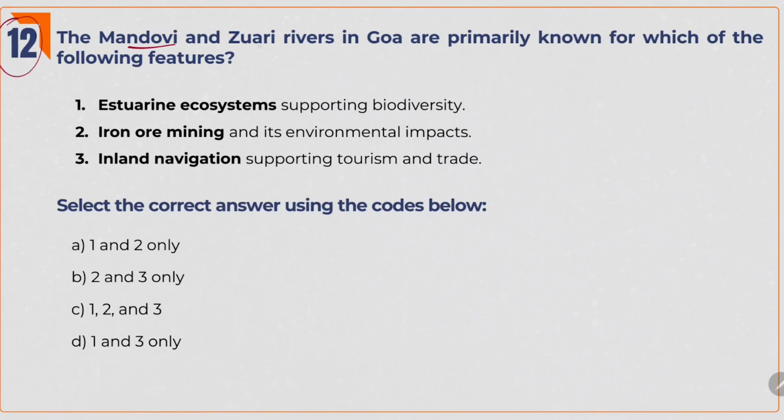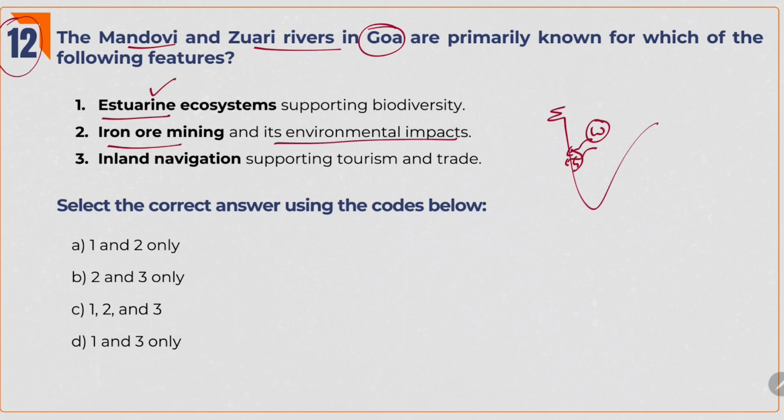The Mandovi and Zuari rivers in Goa are primarily known for which of the following features? Estuarine ecosystems. Actually, if you see the map, Goa is located somewhere here. These Mandovi and Zuari rivers are west-flowing rivers. We have already discussed that west-flowing rivers give rise to estuaries. So obviously, the Mandovi and Zuari rivers also give rise to estuaries. Statement 1 is right.